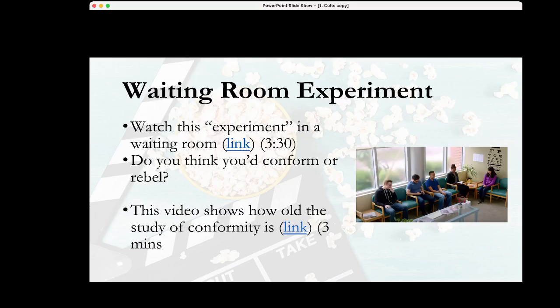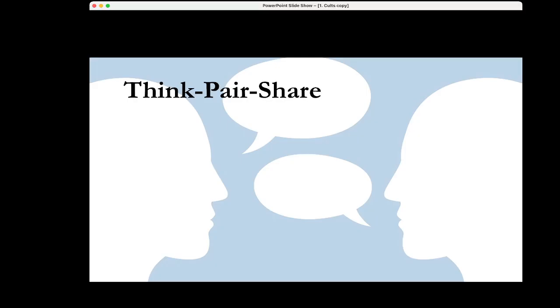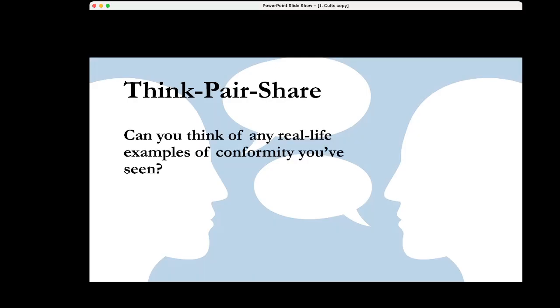Alternatively, or in addition, there's this clip of this waiting room experiment. And then this one here from Facebook shows, I think it's from Candid Camera, from about the 60s probably, conformity. I think these are actors. I think this is a setup. I'm probably stating the obvious, but it's not real, but I don't give that away to the students. They kind of like it.